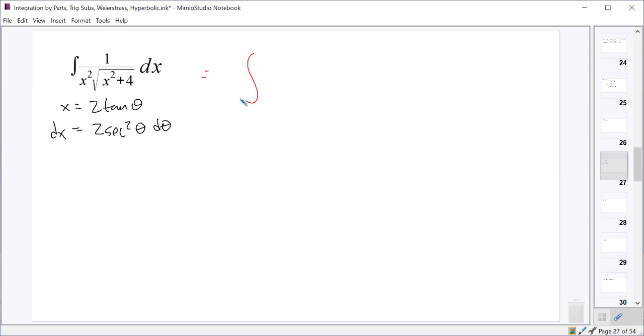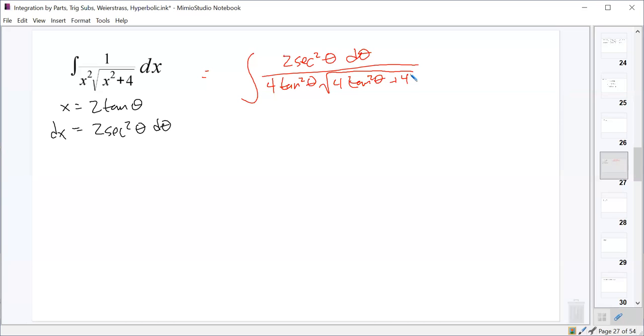So this becomes an integral of dx in the numerator, so 2 secant squared theta d theta, divided by x squared, which should be 4 tangent squared theta, times the square root of 4 tangent squared theta plus 4. Everybody good with that? No issues there? Okay.